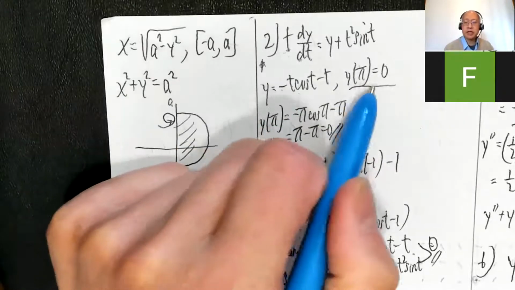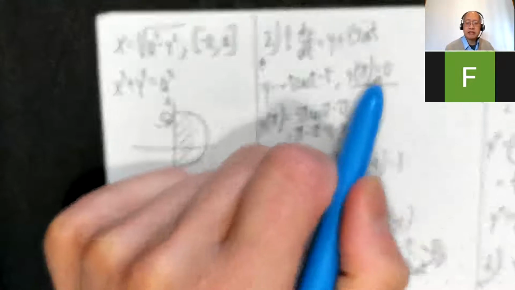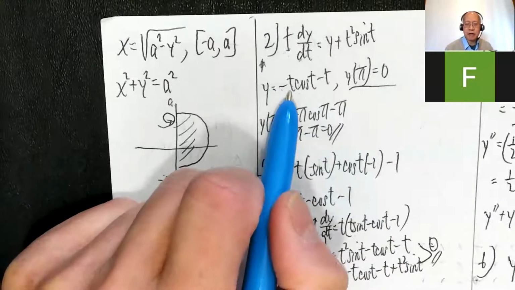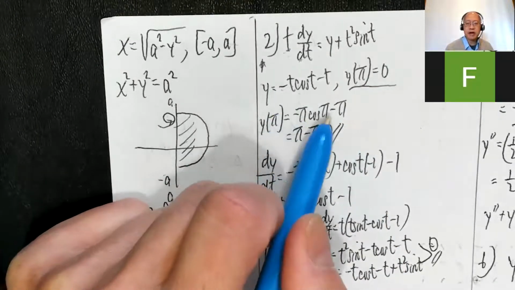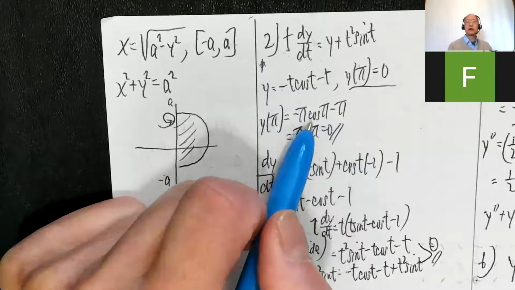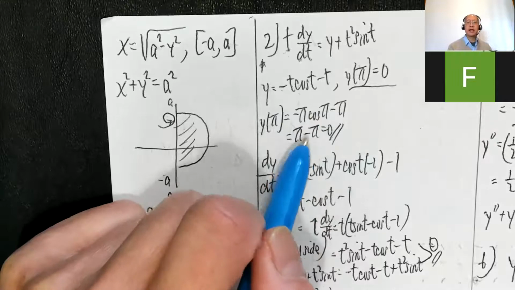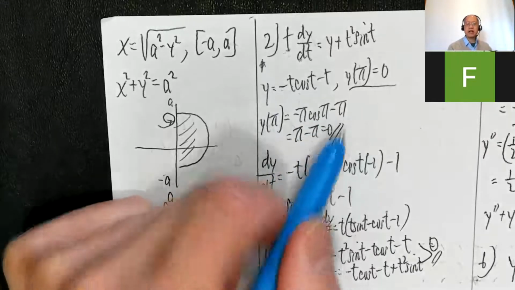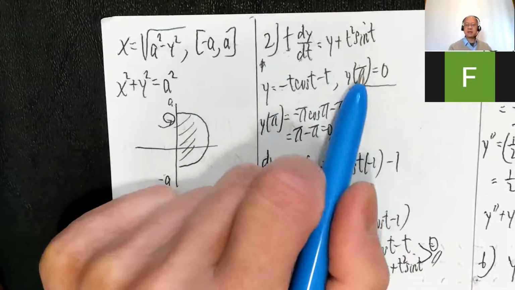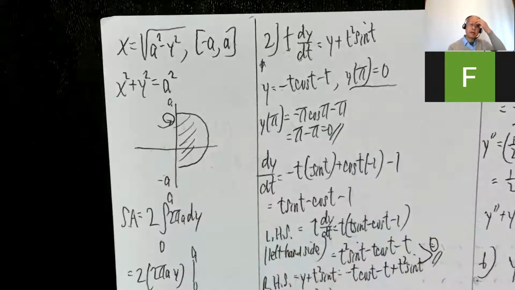So this is an initial condition, y of pi is 0. This is very easy. Just plug it in. So plug in pi, negative pi cosine of pi, minus pi. Cosine of pi is -1. So I have negative pi times -1, which is pi, minus pi equals 0. End of proof for this guy. So this is done. That's the easy part. Initial condition.